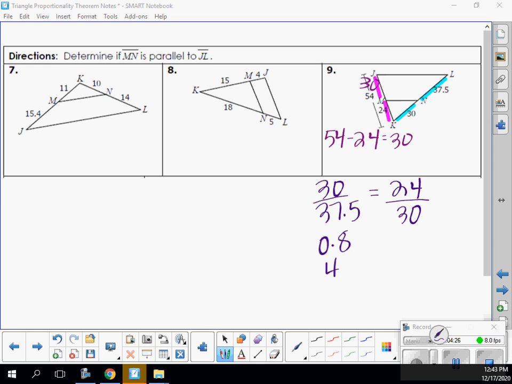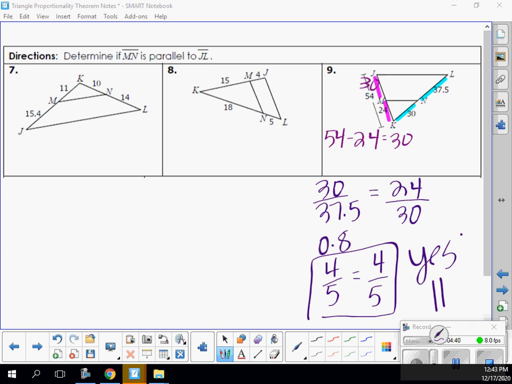that to 4 over 5. And if I reduce 24 over 30, those both share a 6. 24 divided by 6 is 4. 30 divided by 6 is 5. So since these guys match, my sides are proportional, so yes, we are parallel, which is what they were actually asking for. So these two sides are parallel. Go ahead and try number 7 and number 8 on your own, and then type in if they're parallel or not when it prompts you to.